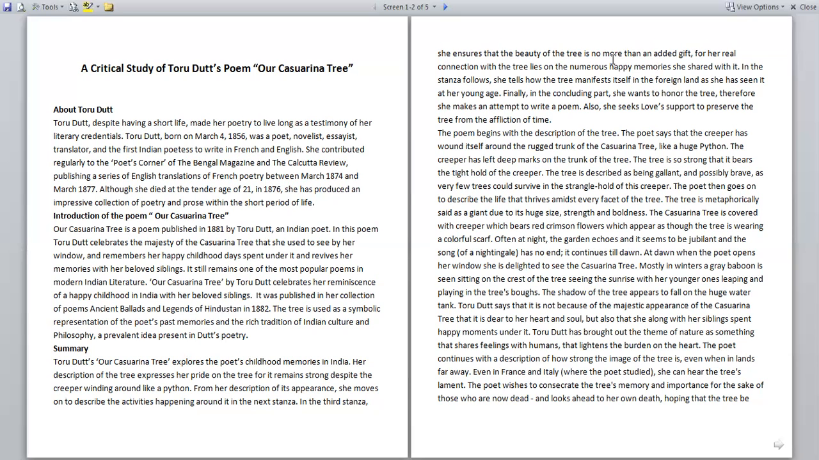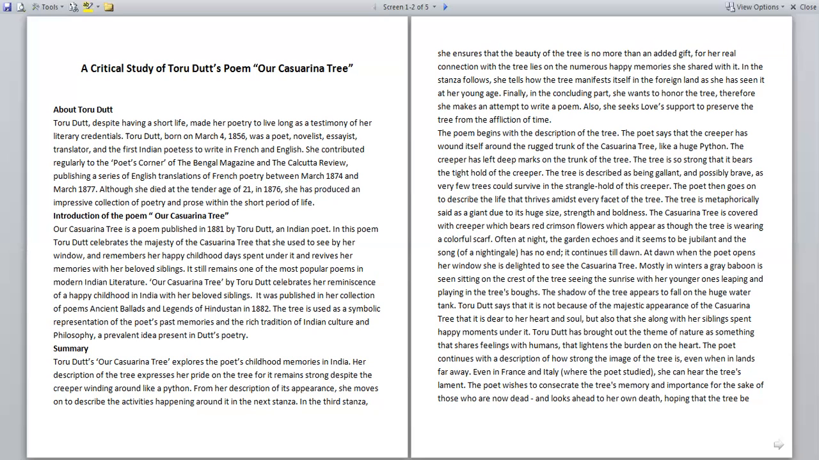Toru says that it is not only because of the majestic appearance of the casuarina tree that it is dear to her heart and soul, but also because she, along with her siblings, spent happy moments under it. Toru has brought out the theme of nature as something that shares feeling with humans, that lightens the burden on the heart. The poet continues with a description of how strong the image of the tree is, even when in lands far away. Even in France and Italy, where the poet studied, she can hear the trees lament.